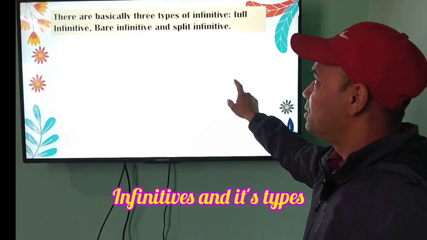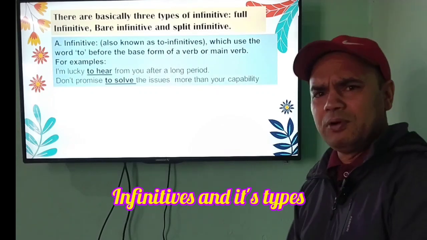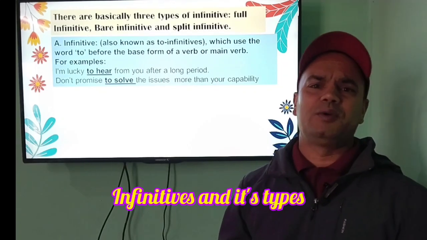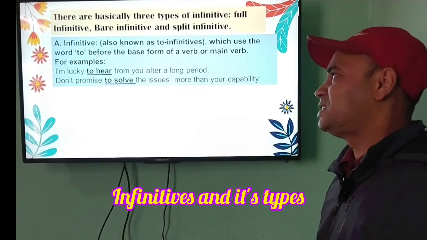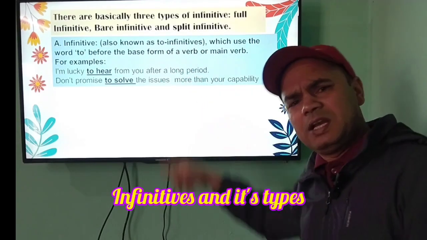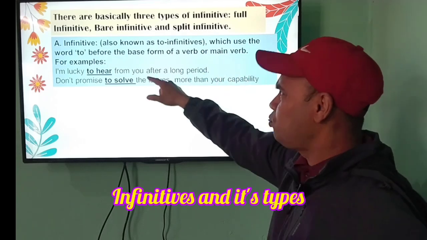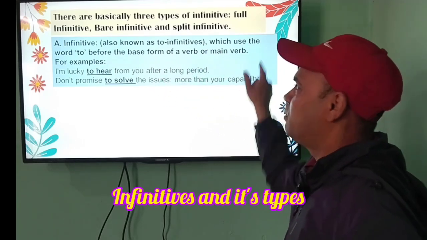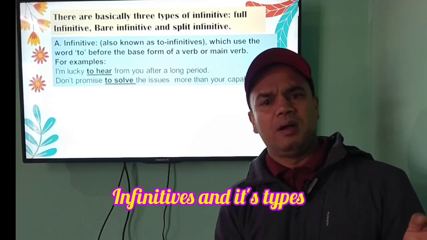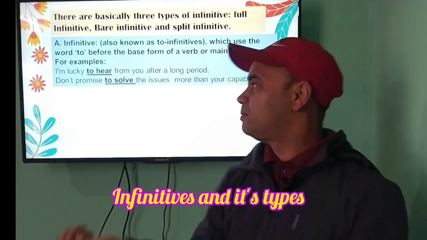All right. So let's talk about number one, full infinitive. Full infinitive is also called to-infinitive. That's the same. You can say full infinitive, or you can say to-infinitive, which uses the word "to" before the base form of the verb or main verb. Of course, if we are using "to" before the main verb or base form of the verb, or we can say root verb, that is called a to-infinitive.